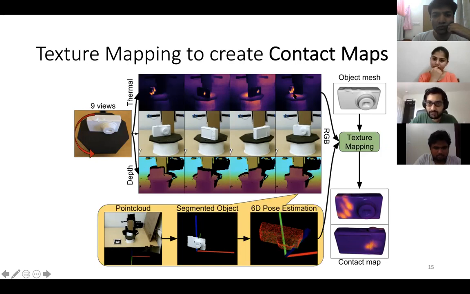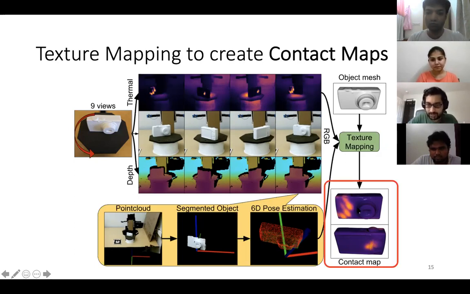Once we have that, what we can do is we can take these pixels from the thermal image and project them onto the 3D model of the object, right? According to the pose that we know. And since it's rotating, we observe it from all the different angles. So then finally we get this coherent contact information on the 3D model of the object, which is called texture mapping. And so this 3D model of the object textured with these thermal images is what we call contact maps.